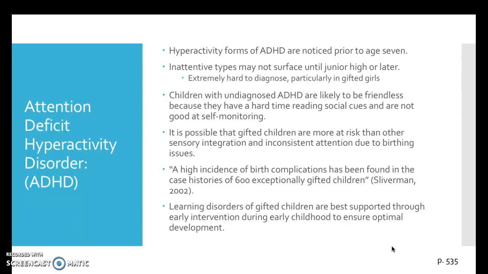Hyperactivity forms of ADHD are noticed prior to age 7. Inattentive types may not surface until junior high or later. These are extremely hard to diagnose, particularly in gifted girls. Children with undiagnosed ADHD are likely to be friendless because they have a hard time reading social cues and are not good at self-monitoring. It is possible that gifted children are more at risk than others for sensory integration issues and inconsistent attention due to birthing issues. A high incidence of birth complications has been found in the case histories of 600 exceptionally gifted children. Learning disorders of gifted children are best supported through early intervention during early childhood to ensure optimal development.